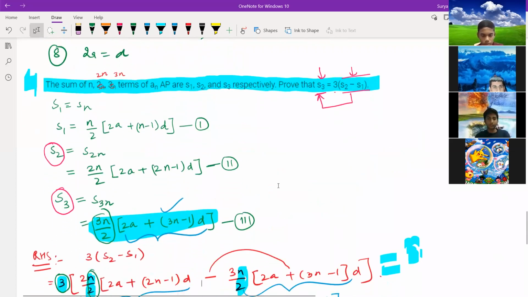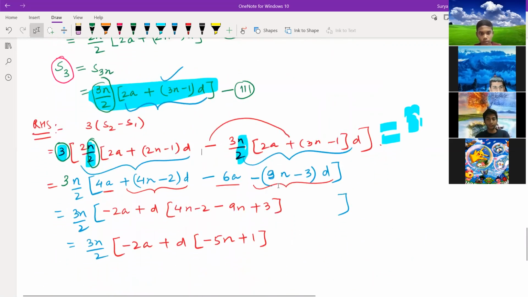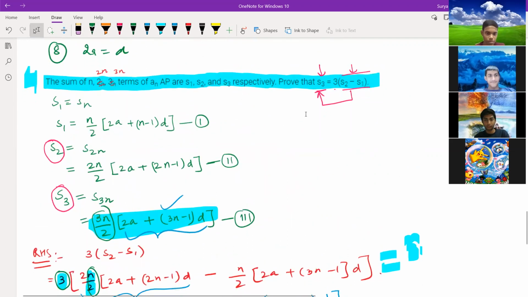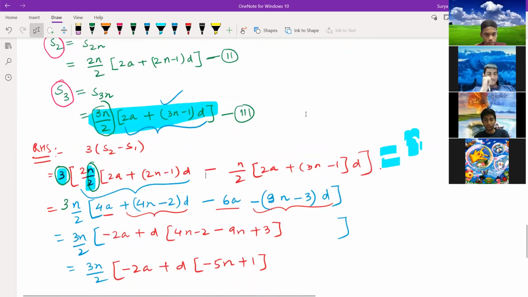S3, S2. Hey, here S2 minus S1 we should do. No, I'm doing S2 minus S3 actually. Okay, see, here I'm doing S2 minus S3. This is S1, right? So here we should get only n by 2 into 2a plus n minus 1 into d.